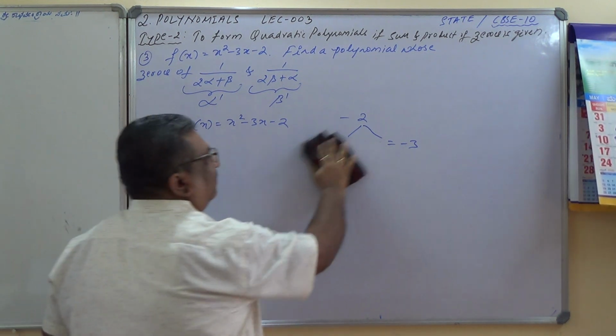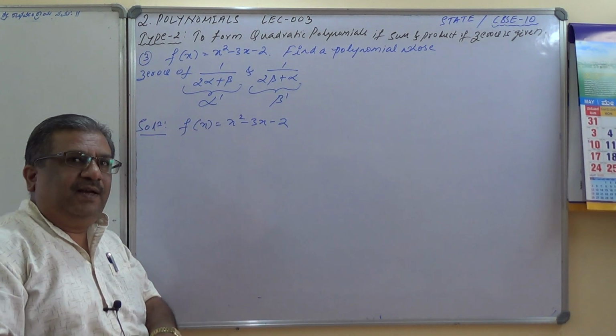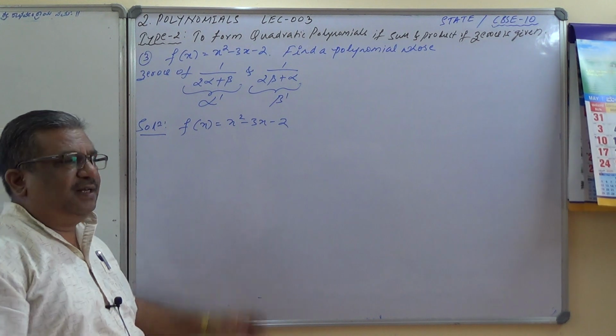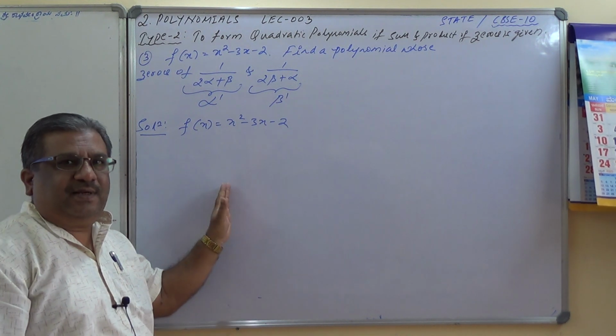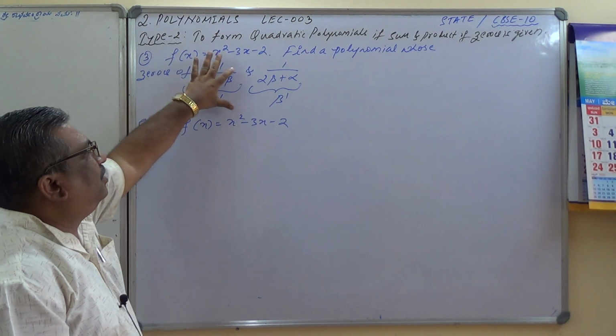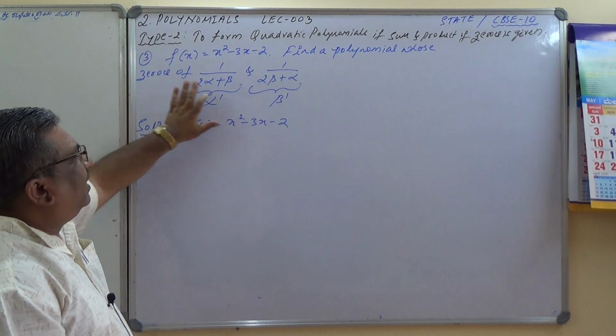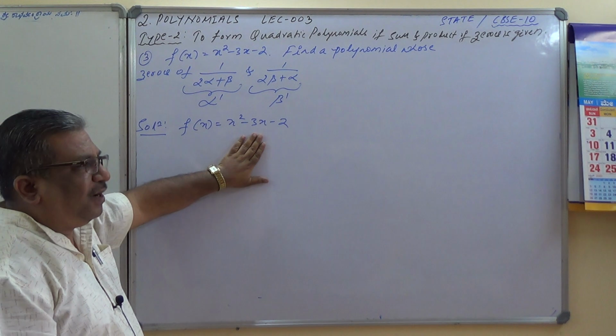So what will you do now? If you want to find out alpha and beta, the roots of this one, we have to split the middle term. But can you split the middle term here? It is not possible. If you get questions like this, there is no other go other than expressing the given roots, here alpha dash and beta dash, in terms of the sum of zeros and product of zeros.